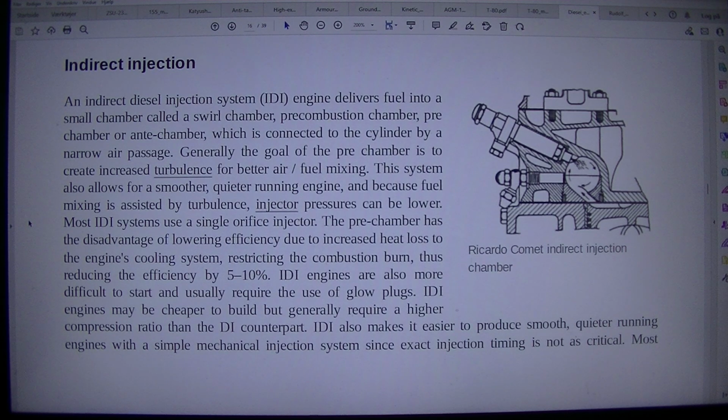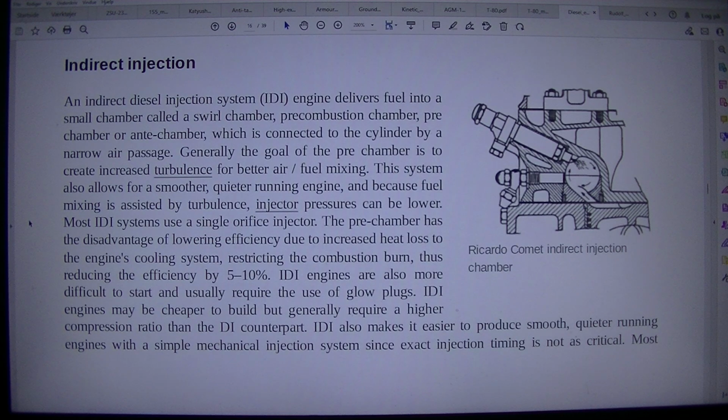Indirect injection. An indirect diesel injection system, IDI, engine delivers fuel into a small chamber called a swirl chamber, pre-combustion chamber, pre-chamber or antechamber, which is connected to the cylinder by a narrow air passage. Generally the goal of the pre-chamber is to create increased turbulence for better air/fuel mixing. This system also allows for a smoother, quieter running engine, and because fuel mixing is assisted by turbulence, injector pressures can be lowered. Most IDI systems use a single orifice injector.